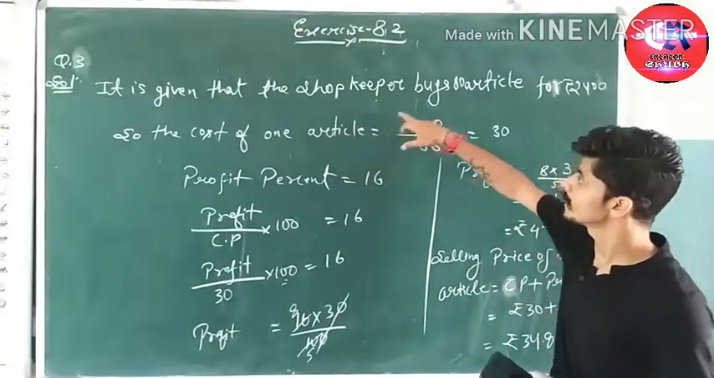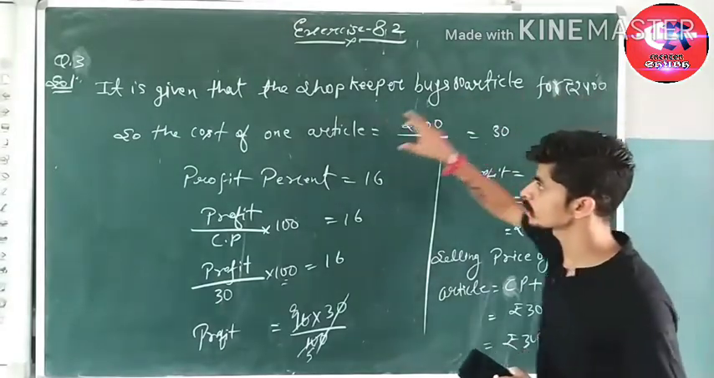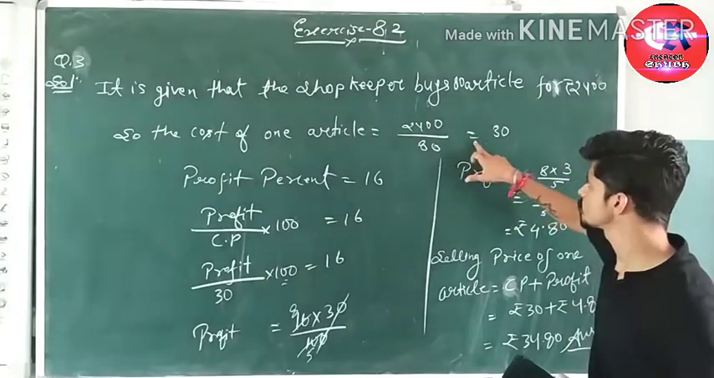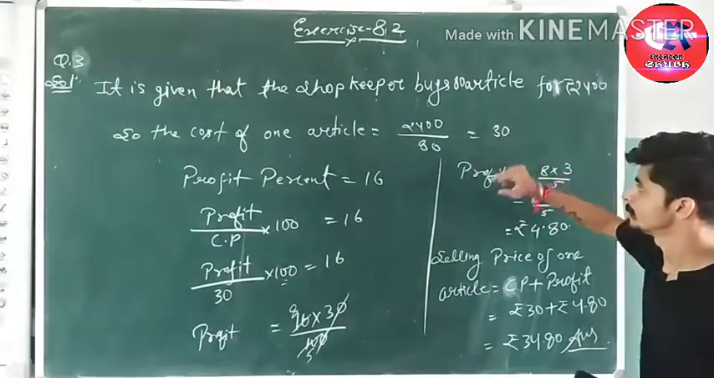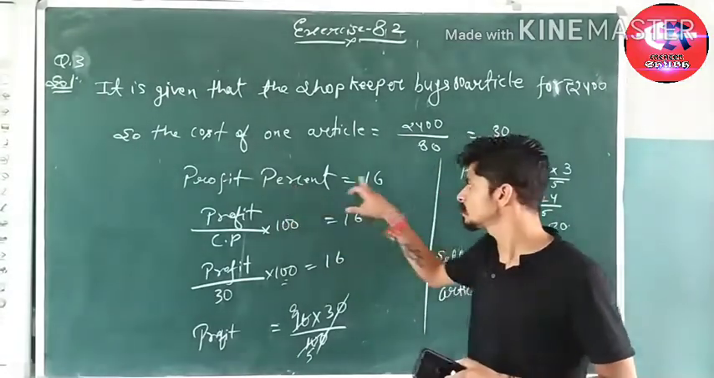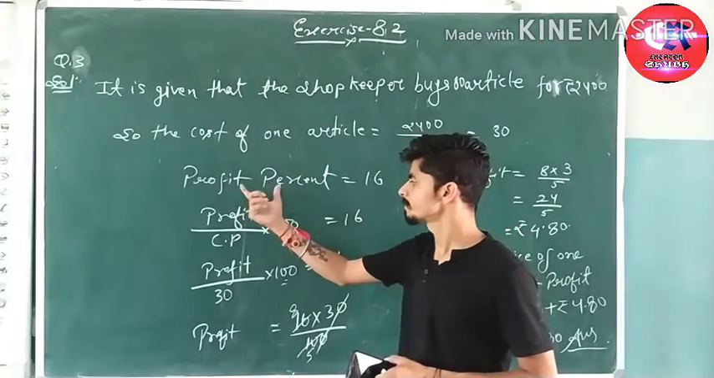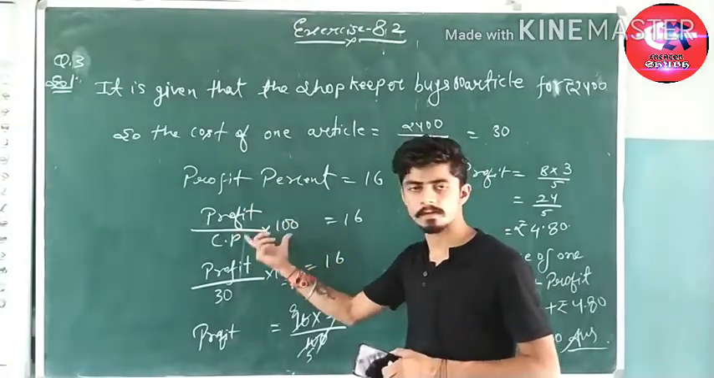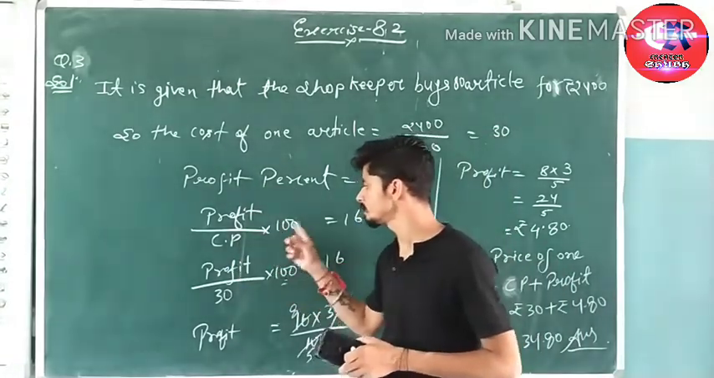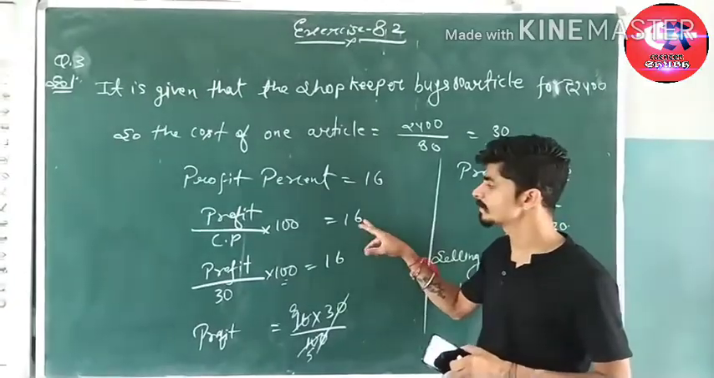So it is given that the shopkeeper buys 80 articles for rupees 2,400. So the cost of one article will be 2,400 divided by 80. So we get 30. Now profit percentage is given, which is equal to 16%. Okay, so what is profit percent? Profit percent is equal to profit upon CP into 100, and this is equal to 16%. It is given in the question.